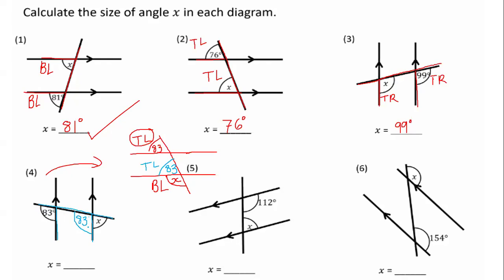Yes, but what is X? 97. X is gonna be what? We have angles on a straight line that add up to 180. So X is equal to 180 minus 83. And 180 minus 83 is 97. Did anyone else get that right?